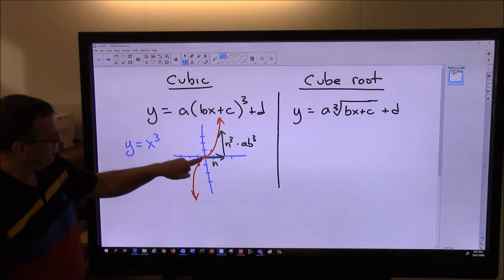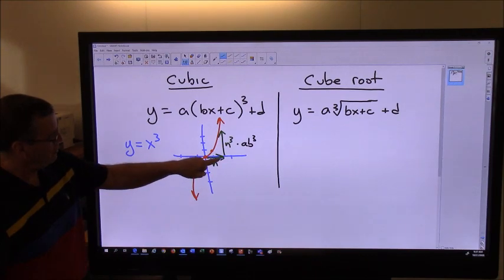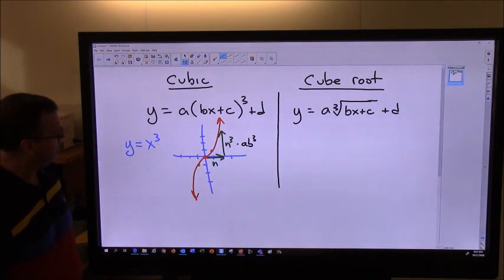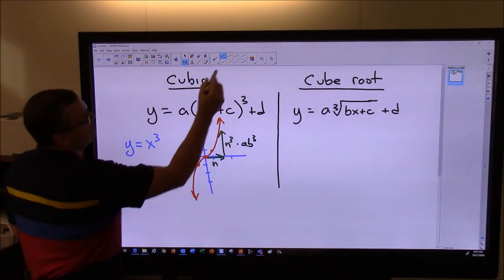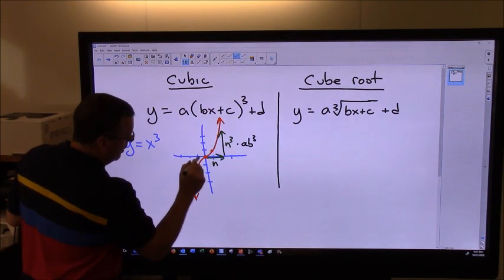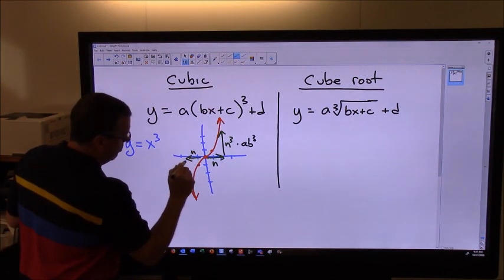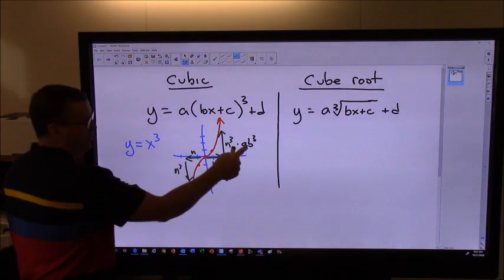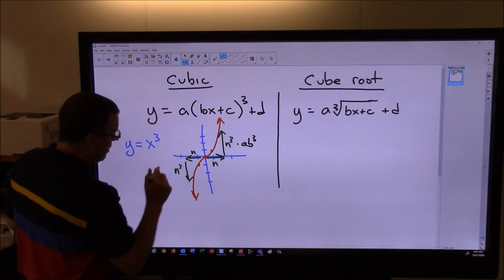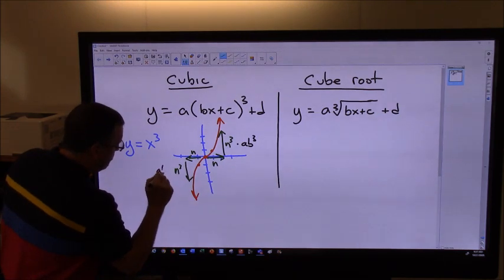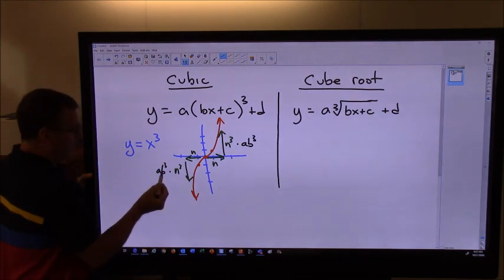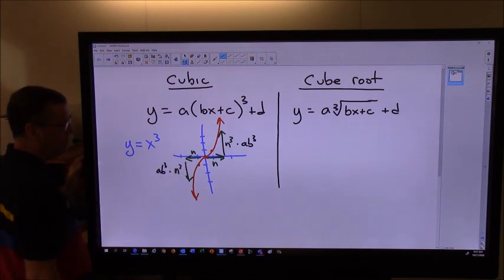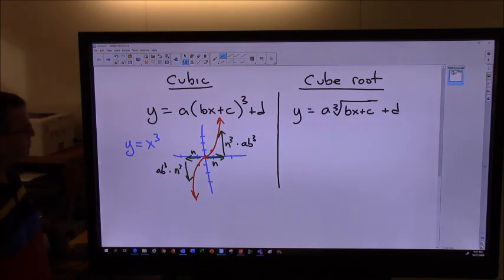What's normal is whatever this distance is, you do that cubed. Okay? And the same thing happens in this direction. However far I go this way, I'm going down n cubed, and I'm multiplying that by the same thing. So a b cubed, this is how many times more or less I need to do than what's normal. Okay?